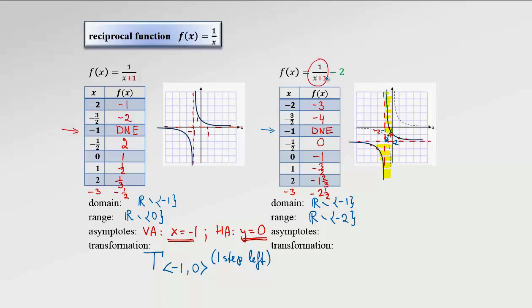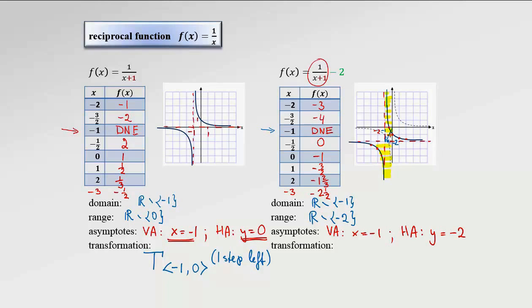And again, we could find this number just by looking at the formula, because 1 over x plus 1 will never be 0. So -2, this whole expression will never be -2. That's why -2 is excluded from the range. And let's write the equation of our asymptotes, the vertical asymptote has equation x equals -1, and the horizontal asymptote has equation y equals -2.